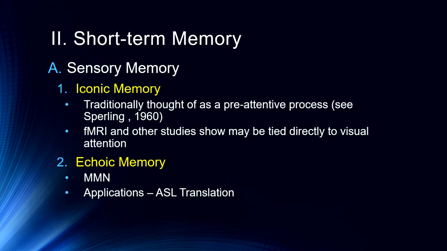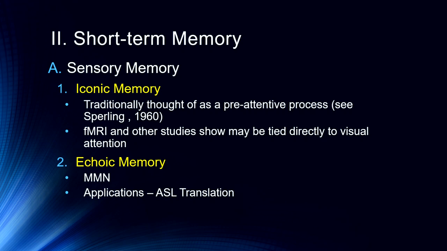We're starting to view this, though, based on fMRI and other studies, as something that might actually be tied directly to visual attention. If we look at some of the fMRI data, and we'll look at this in a minute with working memory as well, a lot of this ties directly in with those visual attention areas we talked about previously. That gets us to echoic memory. Echoic memory is a very brief holdover for sounds and sound-based information.